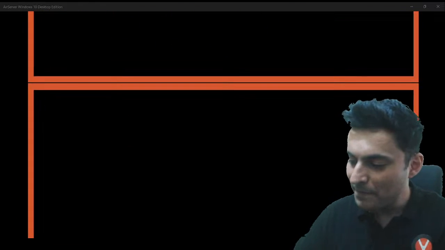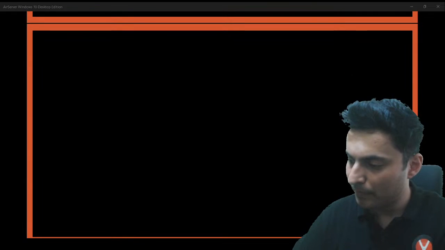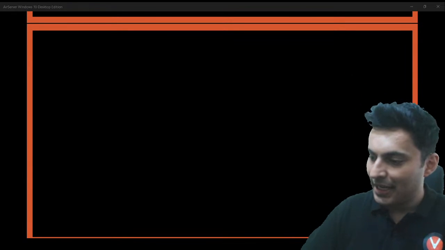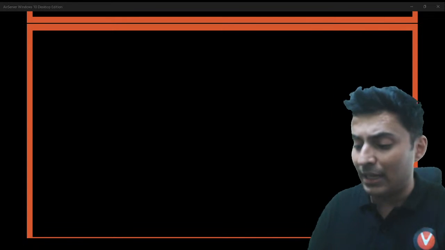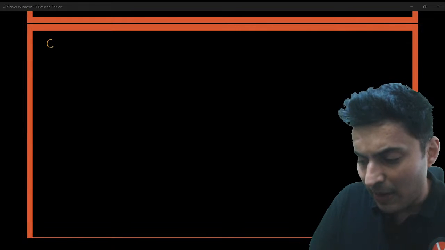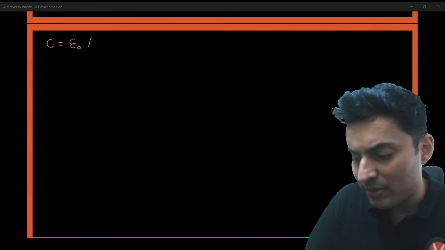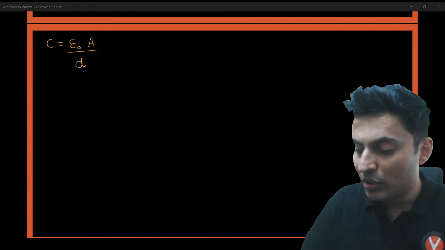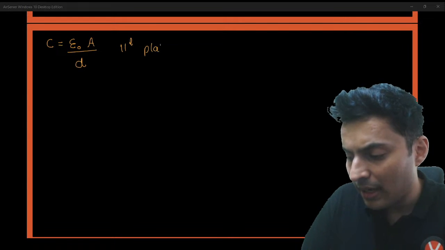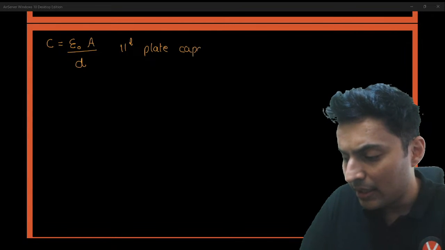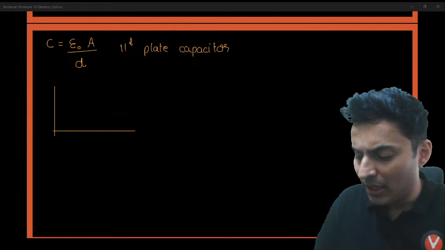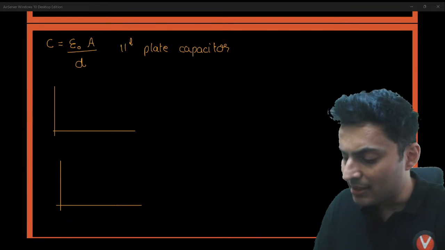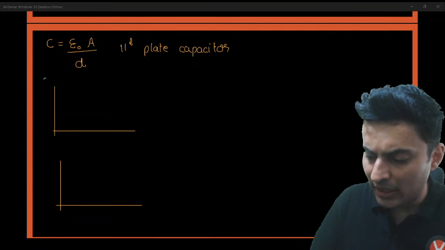In capacitance, you might be asked graphical based questions or just ratio proportionality based questions for a parallel plate capacitor. For example, the capacitance of a parallel plate capacitor is epsilon naught A by D. These kinds of questions are very common: where area is doubled, how much will the capacitance become? Or the distance is doubled, how much will the capacitance become? And so on and so forth.